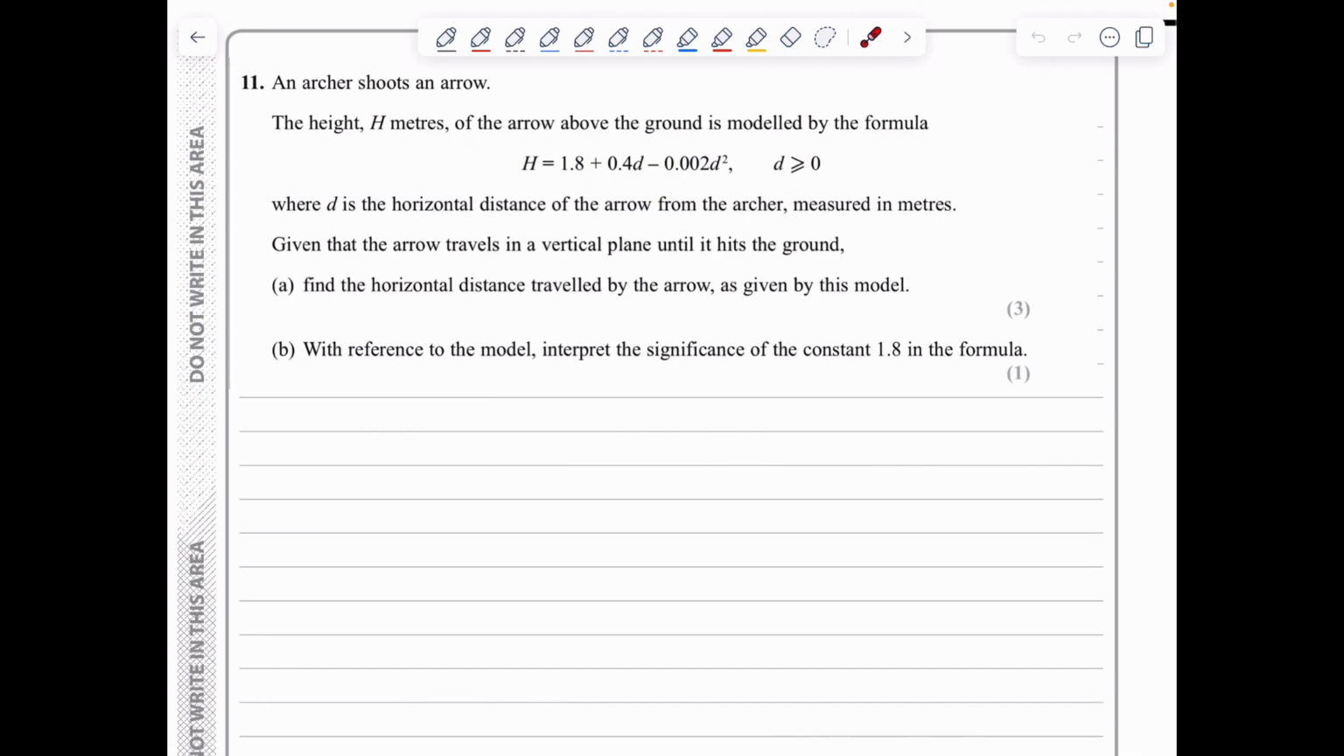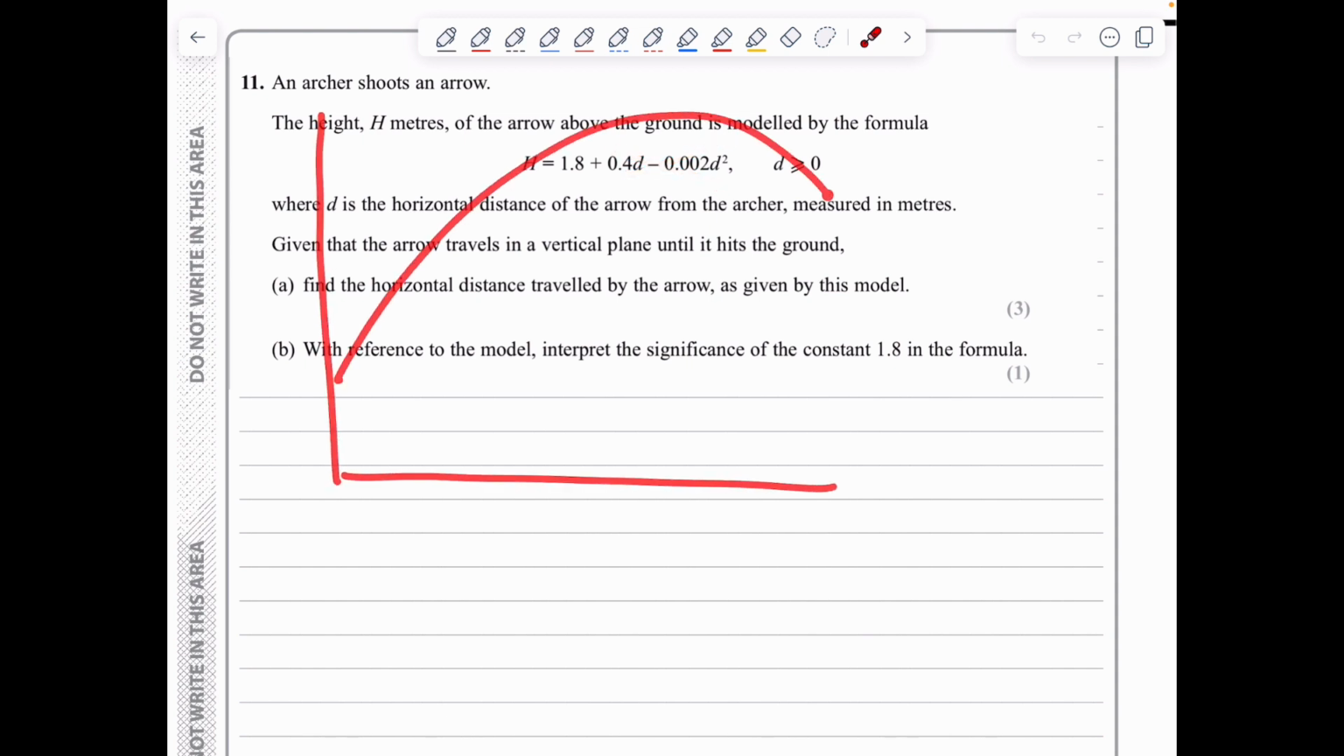In question 11, we've got an archer who shoots an arrow, and the height capital H meters of the arrow above ground is modeled through this formula here, where d is the horizontal distance of the arrow from the archer in meters. If you look at the formula, it's a quadratic, it's a parabola. The coefficient of d squared is negative. We can see that when d is 0, H is 1.8, so it should look something like this.